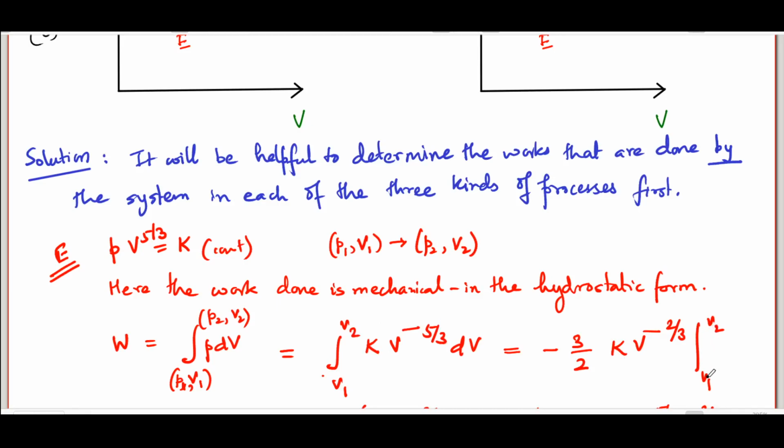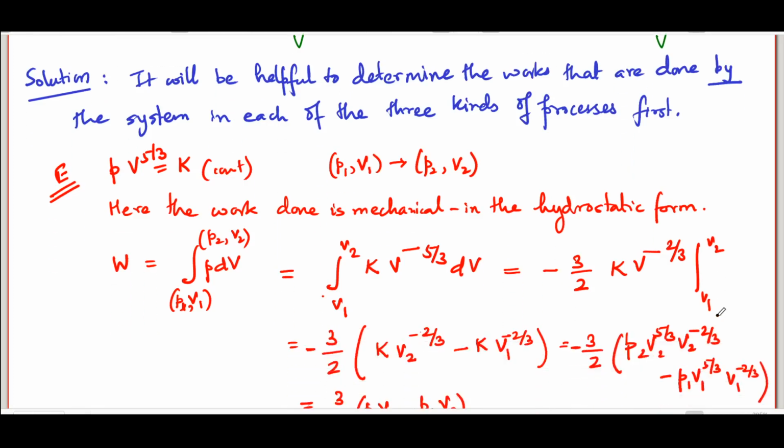And you have to put in the values of the volume, which is the only variable here, at the beginning and at the end. And of course, subtract the first result, the one at the beginning, from the second result. And therefore, you simply get minus 3 by 2, K into V2 to the power minus 2 by 3 minus K into V1 to the power minus 2 by 3. Now, K is either equal to P1 V1 to the 5 by 3 or equal to P2 V2 to the power 5 by 3. Of course, both of these numbers are exactly the same.